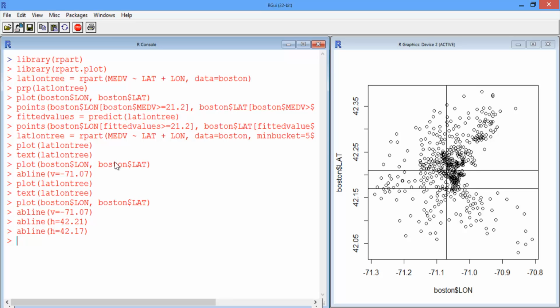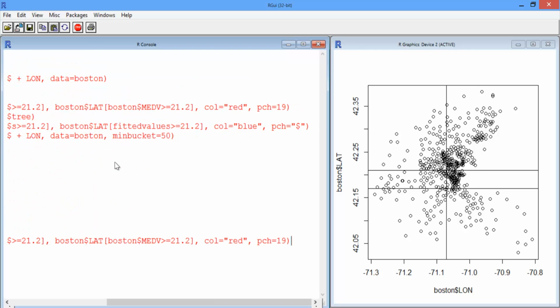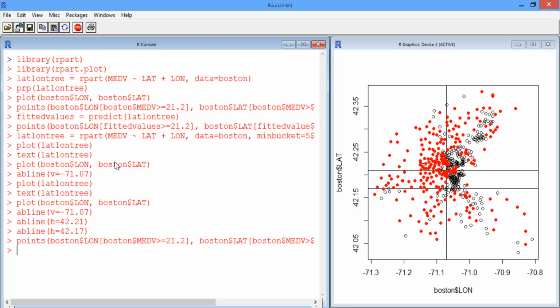So maybe we can make that more clear by plotting now the high value prices. So let's go back up to where we plotted all the red dots and overlay it. So this makes it even more clear. We've correctly shown how the regression tree carves out that rectangle in the bottom of Boston and says that is a low value area.